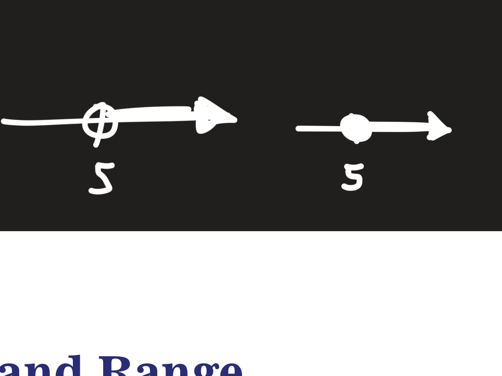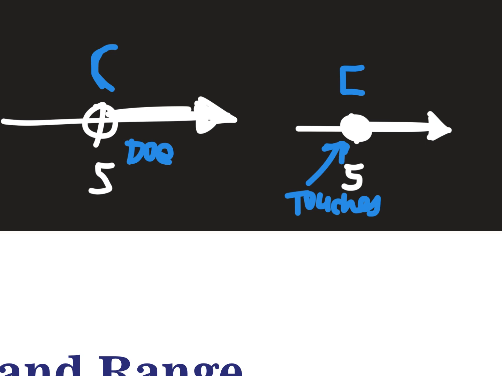Do you remember that? Yes. Okay, good. So it's like that. And the symbol that we use is not an empty or a filled in circle. The empty circle is like a parenthesis, and the filled in circle is a bracket. So you have to ask yourself, if it touches it, this one touches 5. If it touches it, you use a bracket. You use a parenthesis if it does not touch.